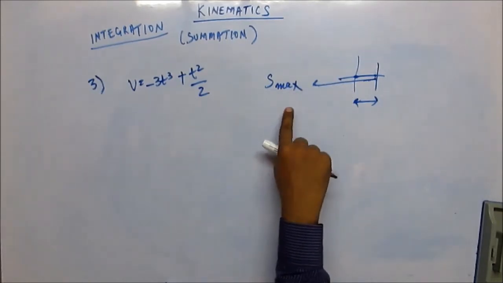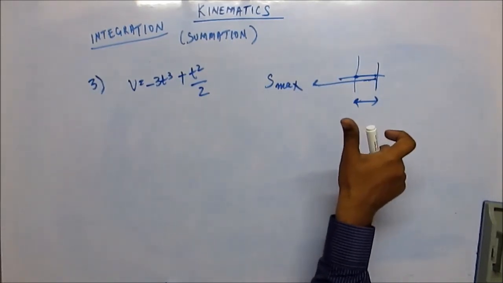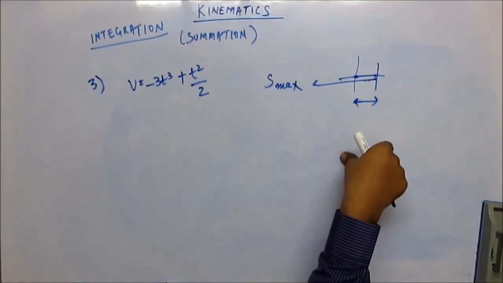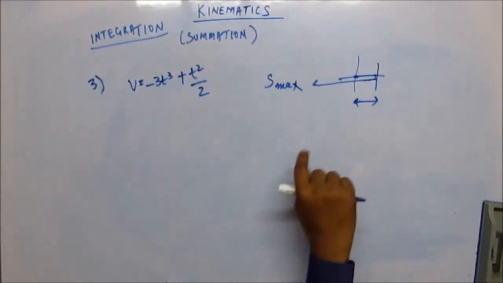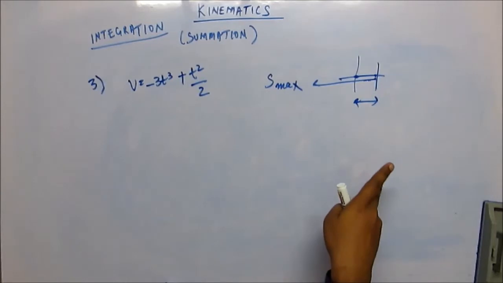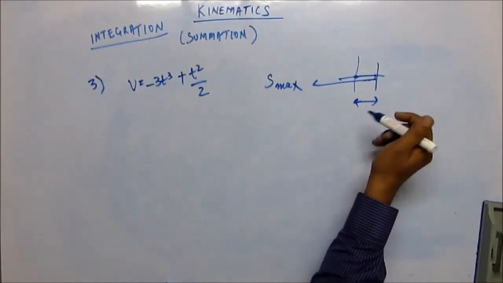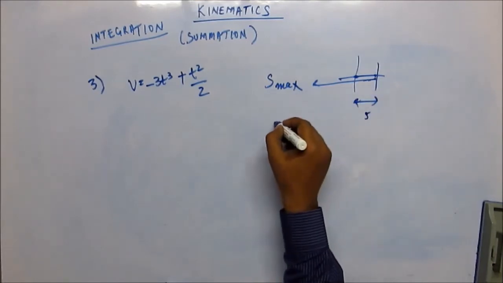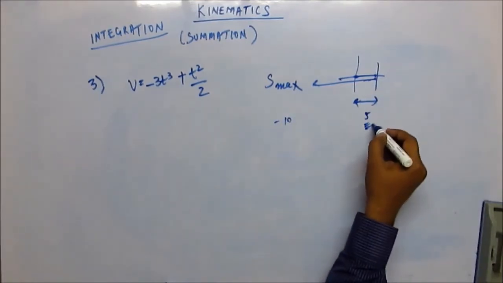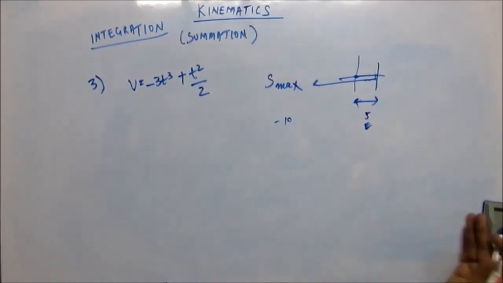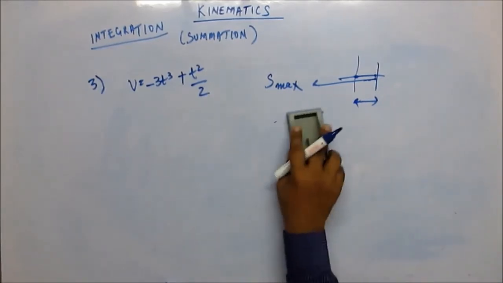So maximum displacement means maximum positive displacement. Numerically, considering the sign as well, the displacement should be maximum. Suppose it is 5 and then it has covered minus 10, then this is the maximum displacement, not this. So for maximum displacement, you will consider the sign as well.